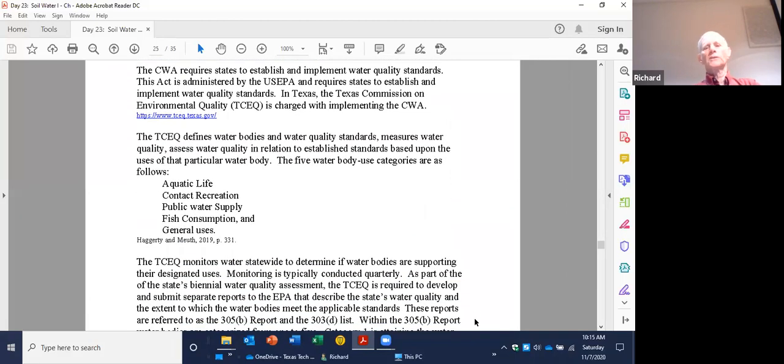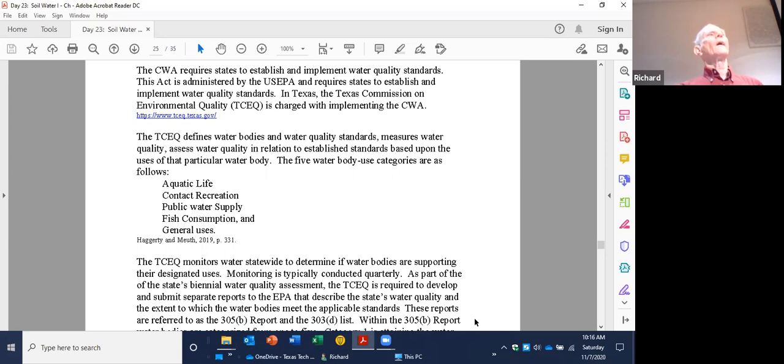TCEQ defines water bodies and water quality standards, measures water quality, and assesses water quality and irrigation in relation to established standards based on use of that particular water body. The 5 water body use categories are as follows. Aquatic life. And we've really not talked about aquatic life much, but you as master naturalists need to be aware of the aquatic life that we have. Fish, turtles, waterfowl. Contact recreation. Can I boat in this water? Can I swim in this water?